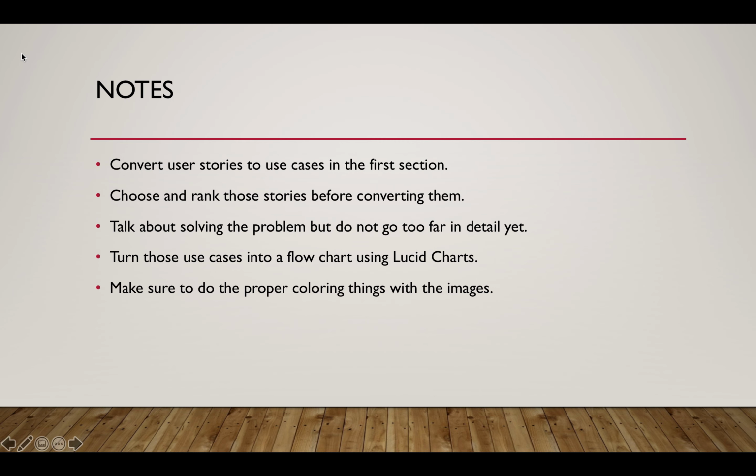So what we should start with doing is convert the user stories from our previous document and turn them into use cases in the first part of the FSD. Then we need to choose and rank those stories before we convert them so that we know the order in which we're supposed to be making the use cases. Then we need to talk about solving the problem, but we shouldn't go too far into detail because we don't want to express something that we can't do or too much of what we wouldn't potentially be doing.